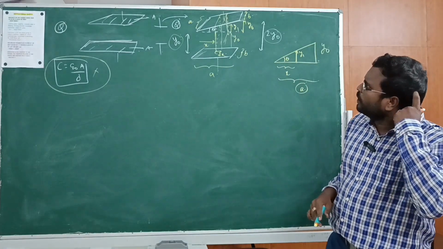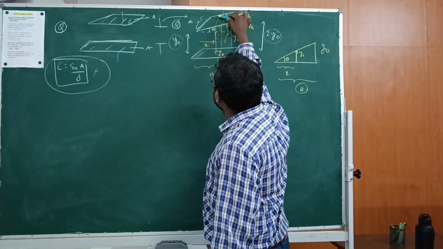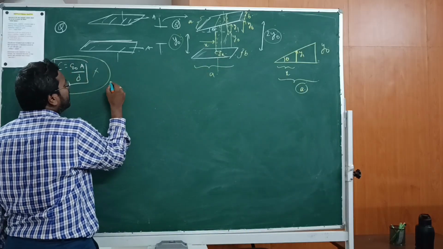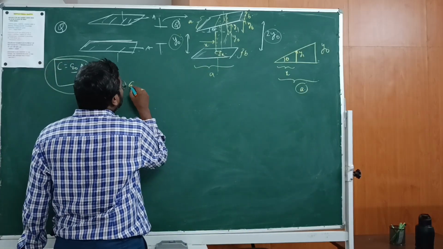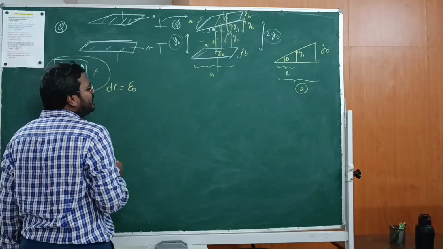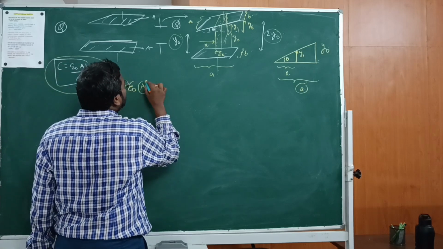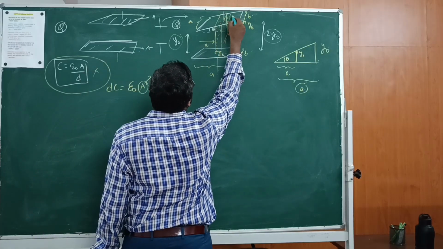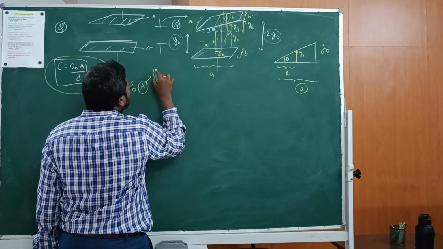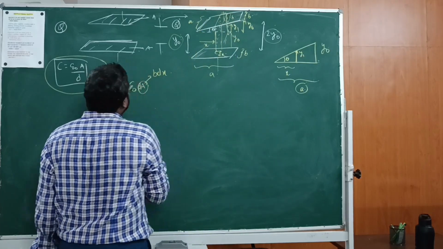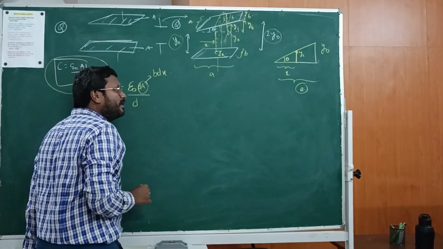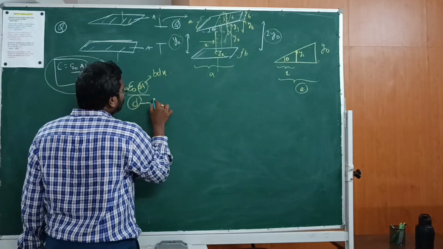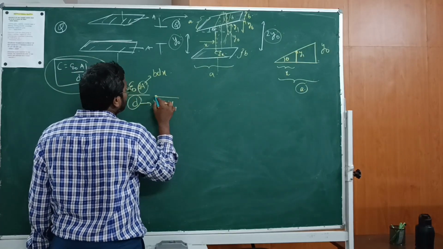Now how do we find the capacitance of this small element that we have chosen? We will consider it as dC, and dC is epsilon naught A by d. What is A here? A here is the small elemental area. This is b and this is dx, so b into dx is the small elemental area. Epsilon naught A by the distance between the plates. What is the distance between the plates now? y naught plus y1.